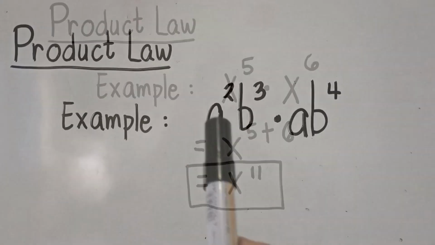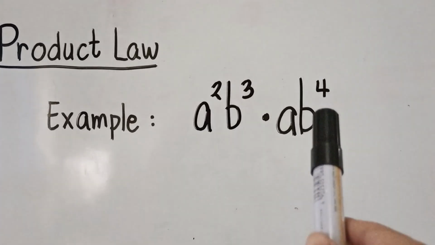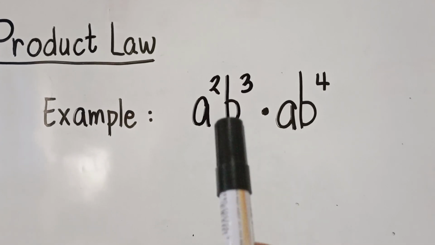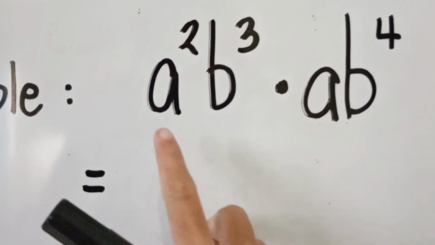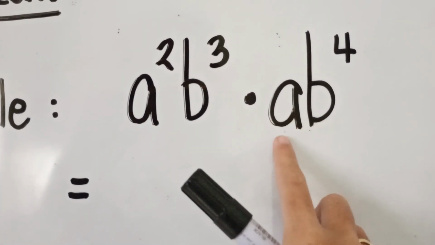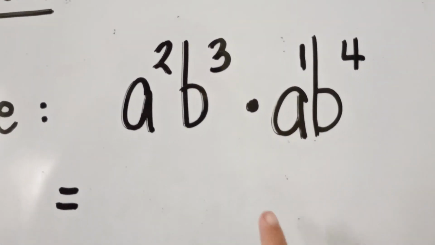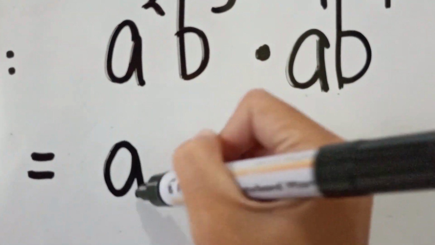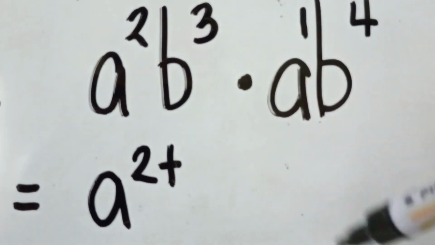Next, we have another example, a squared b cubed times a b to the power of 4. As you can see, we've got two variables in each term. So we're going to focus first on the variable a. In the second term, the a doesn't have an exponent there, but there is an invisible one. We should remember that. So we put a here, then copy the exponent 2, added with the exponent 1.